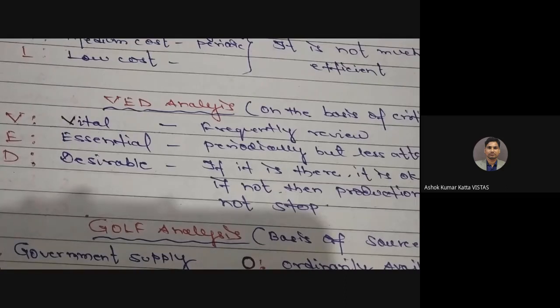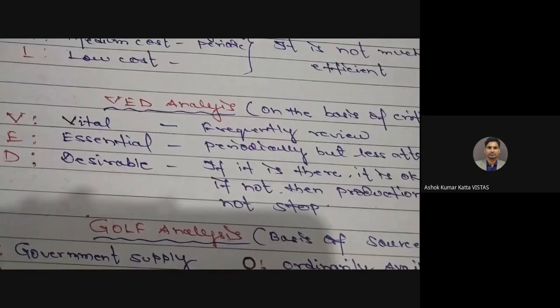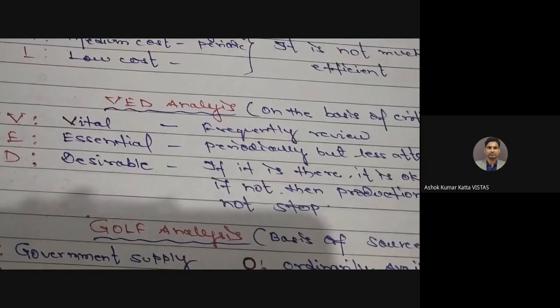And the next is desirable. Desirable is also important. Yes, it is there. If it is there, it is okay. If it is not, then production will not stop. So you have to keep the raw material and the components, but it doesn't require so much attention. You have to keep the material on the basis of EOQ or on the basis of your requirement. So this particular method, VED, is basically on the criticality of the production function.